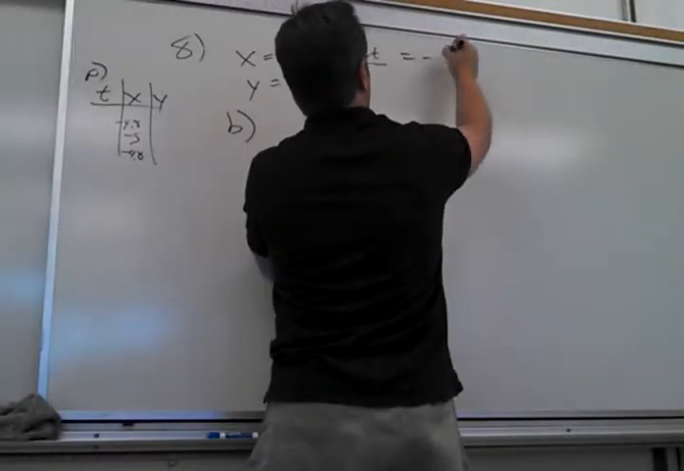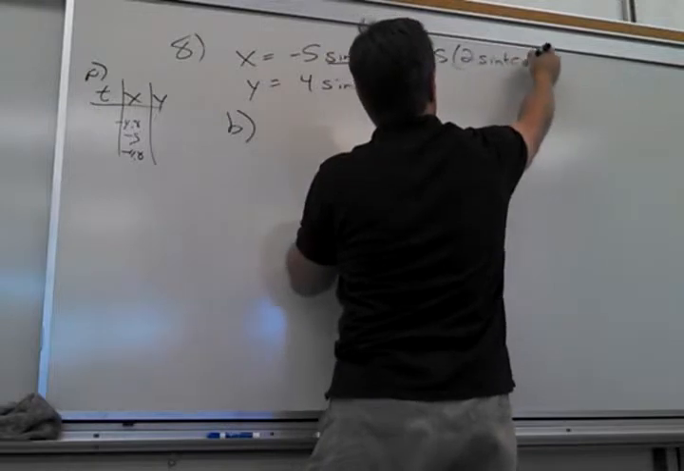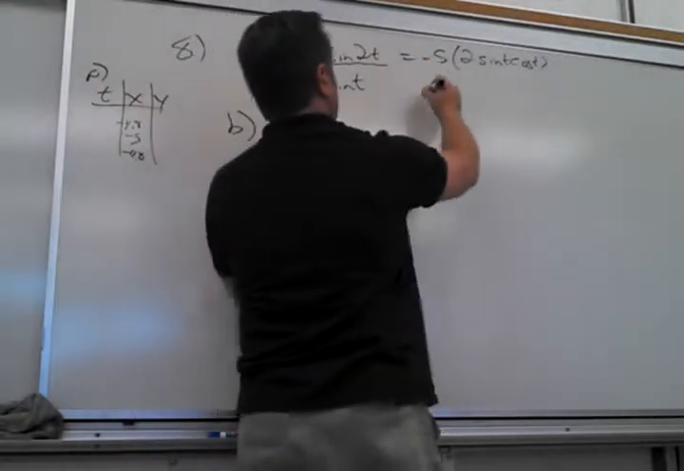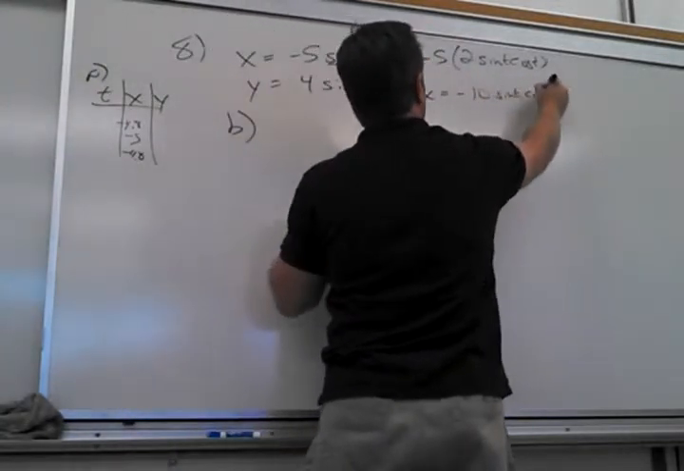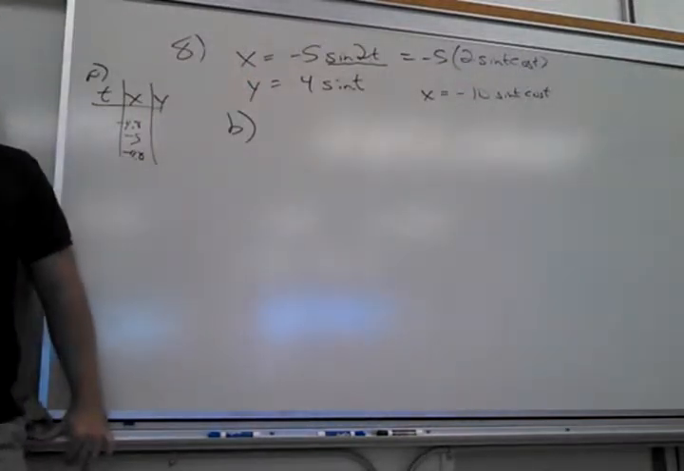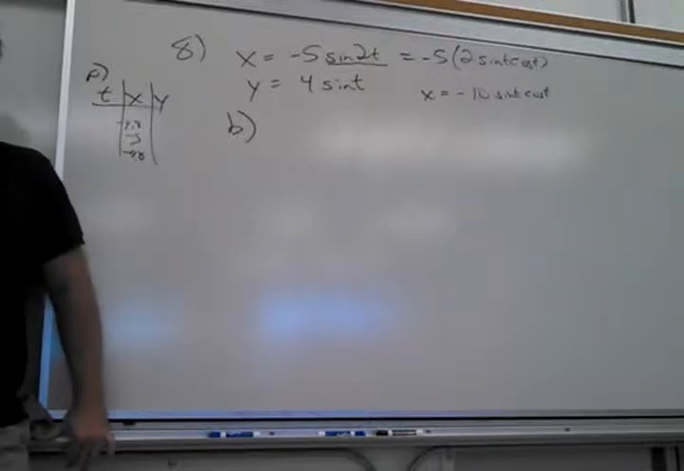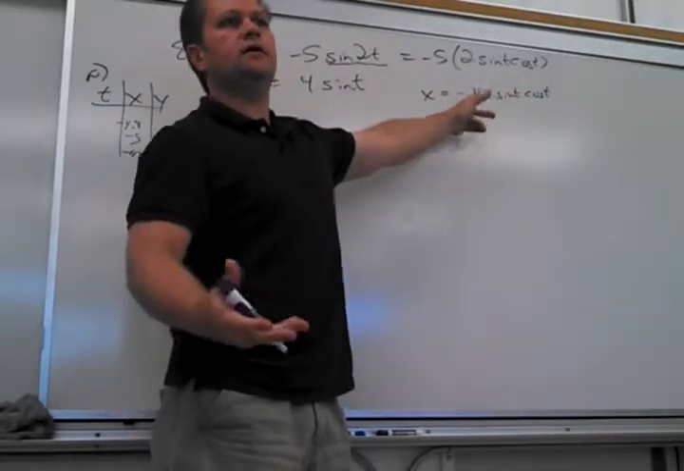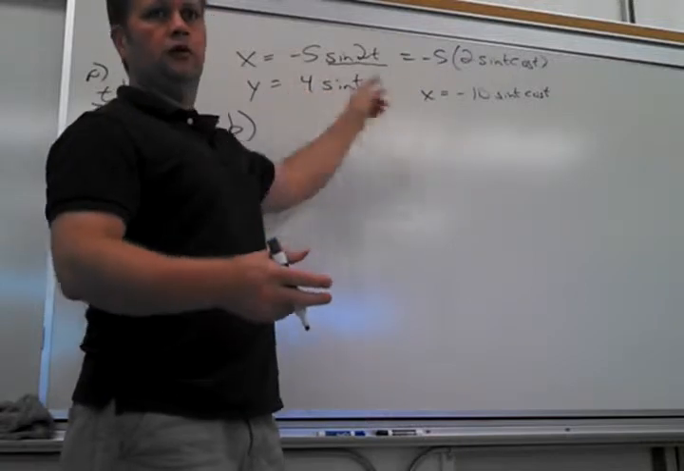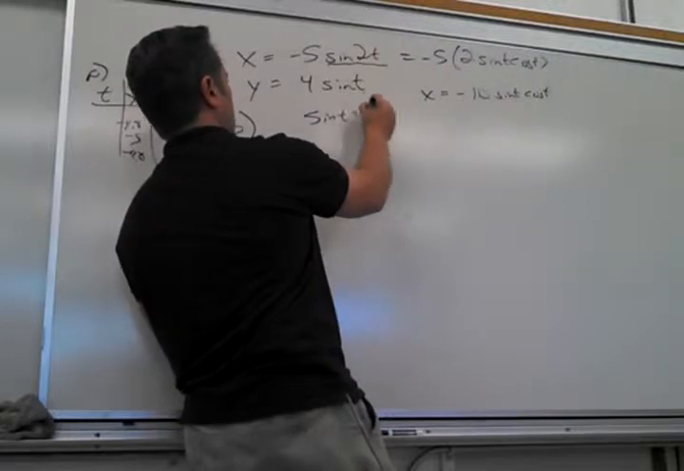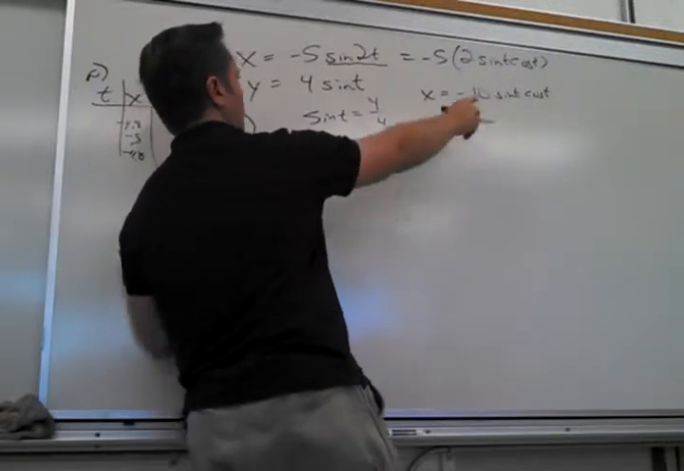So this would be -5 times 2 sine t cosine t. So x is -10 sine t cosine t, and y is 4 times sine of t. So what's the nice part to this? What's in here that you need to replace? You need to replace sine t and cosine t. Well, what's sine t? y over 4. Kick ass. So sine t is y over 4. How do I figure out what cosine t is?